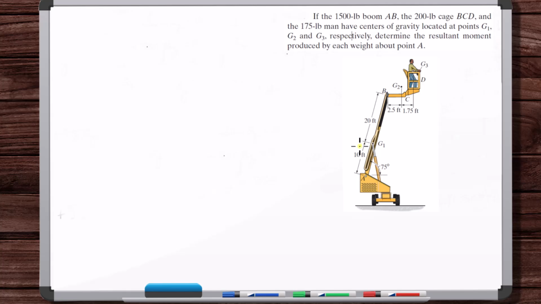So at this point, we're not thinking about what these moments mean, or how we analyze the problem once we have the moments. We're going to do that later. We just want to find moments about certain points.